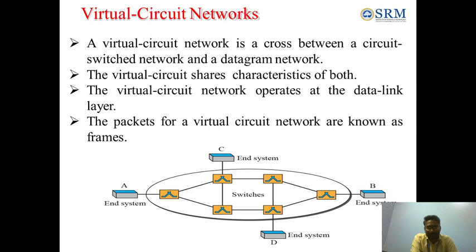This is the diagram which represents the virtual circuit network. There is the sender and the receiver, and we have the switches connected between the systems A, B, D and C. These are all the different end systems which are connected to a network with the switches.